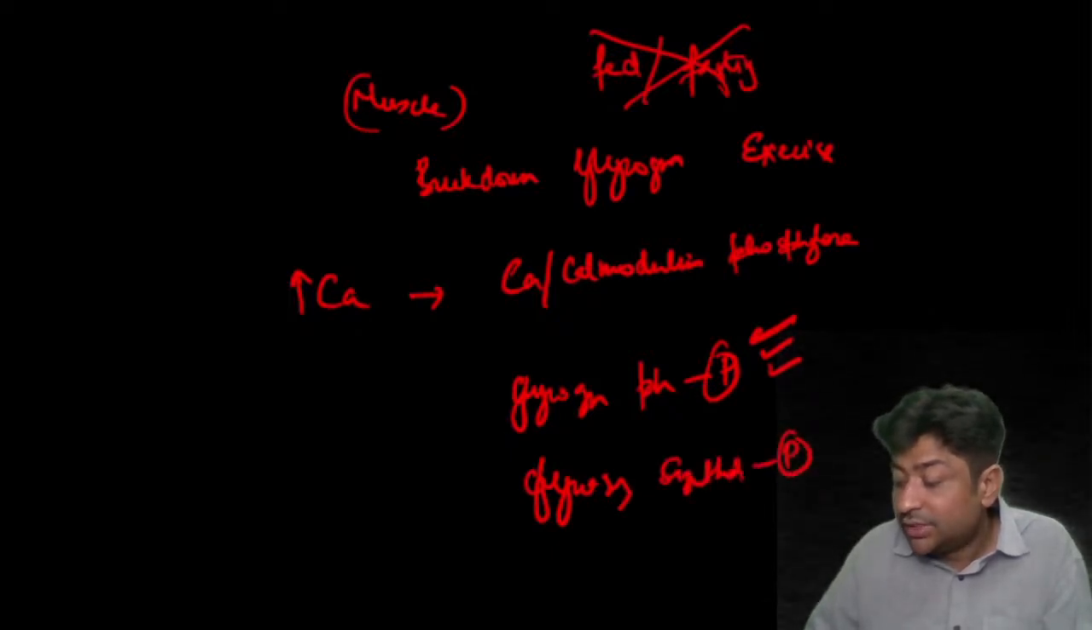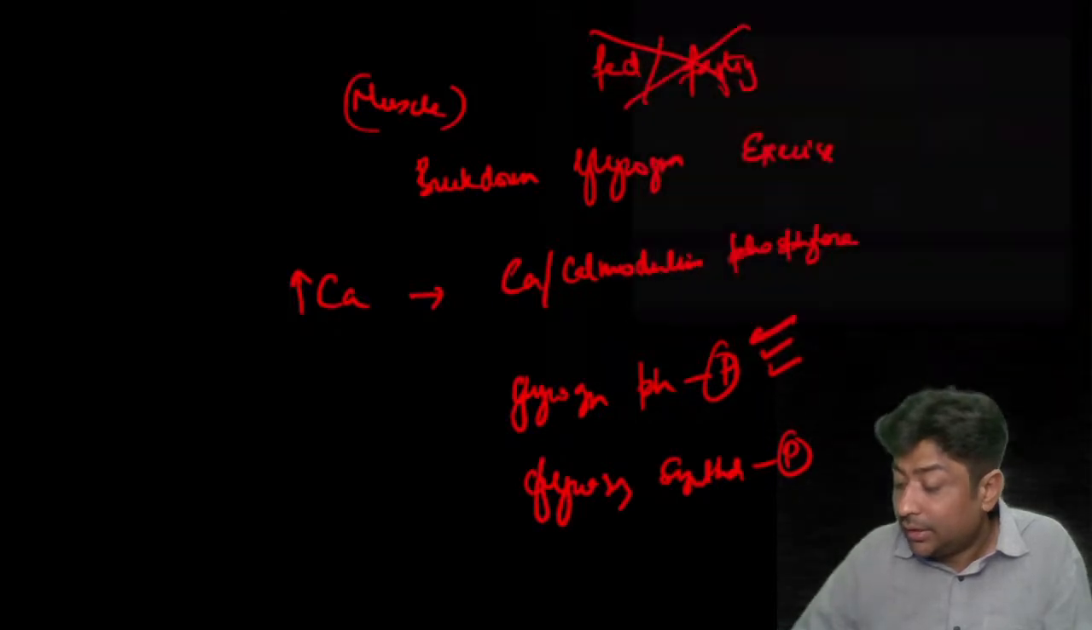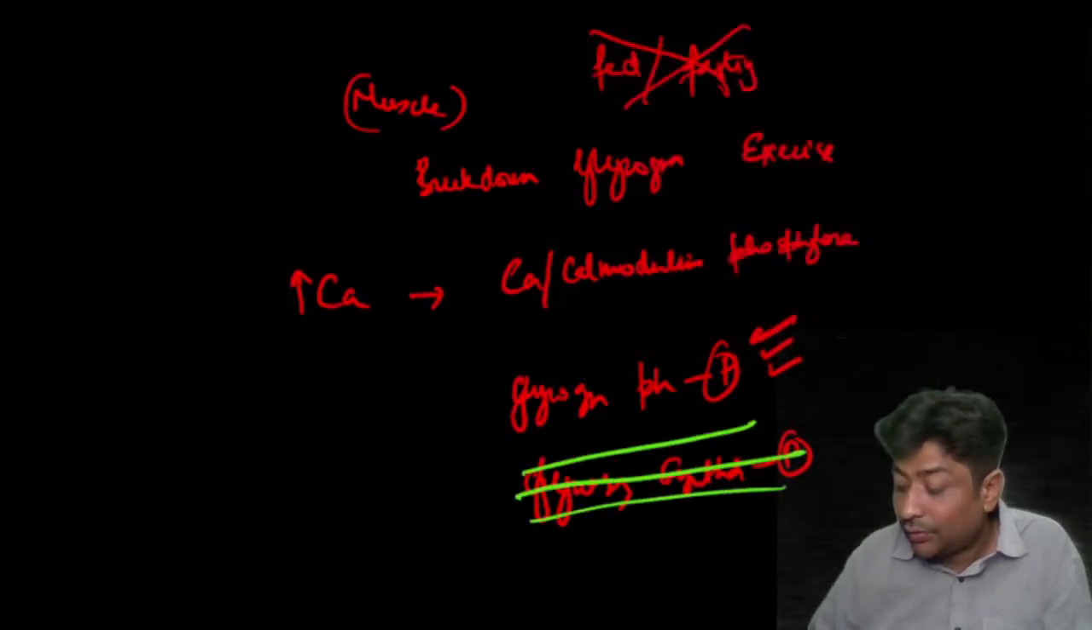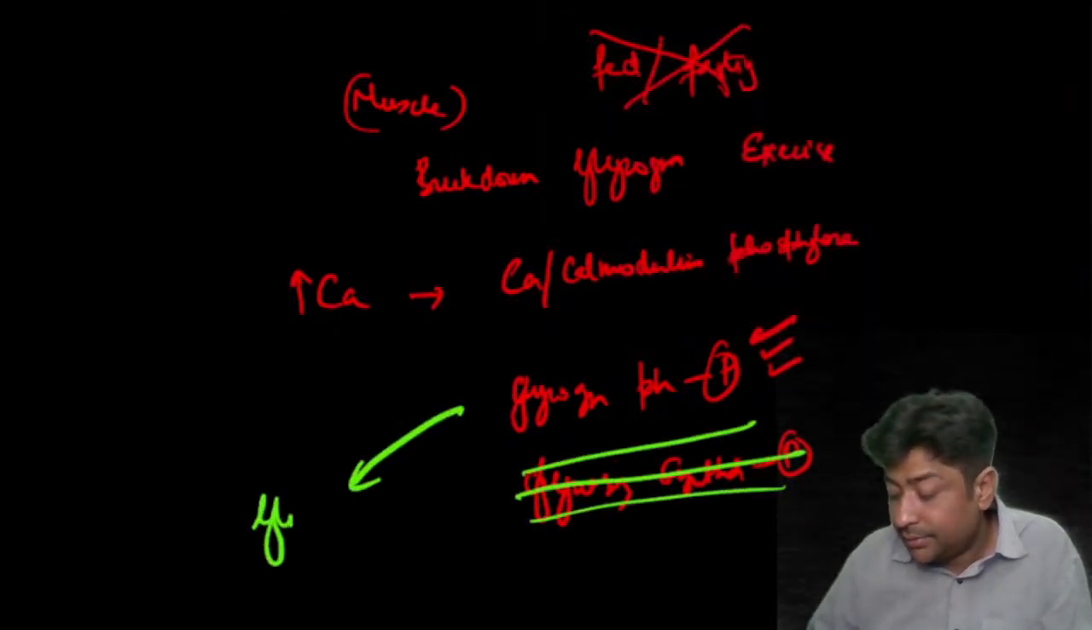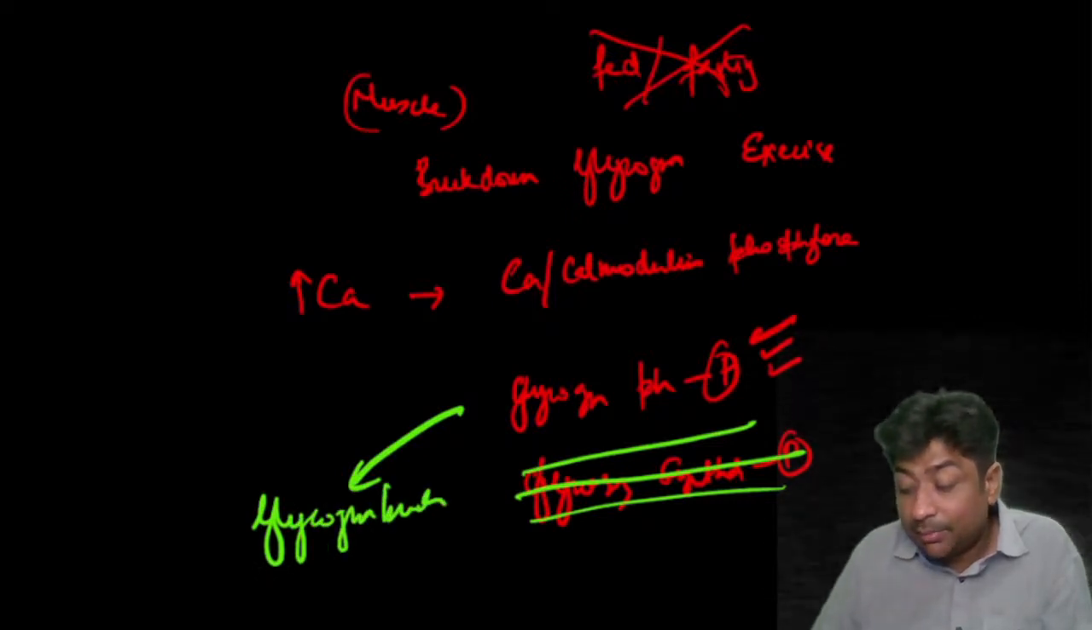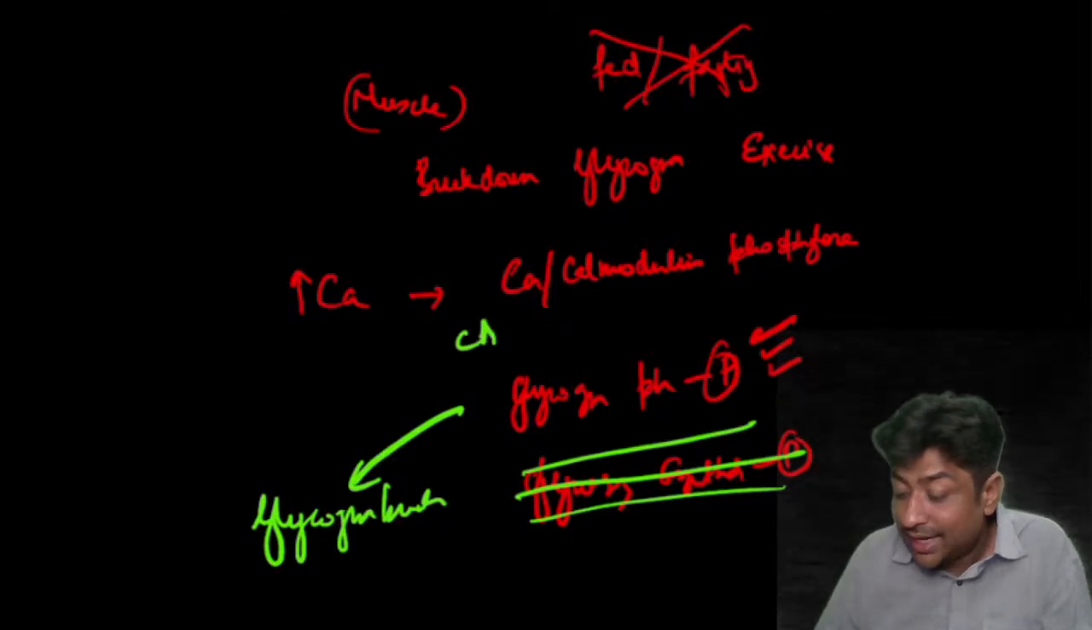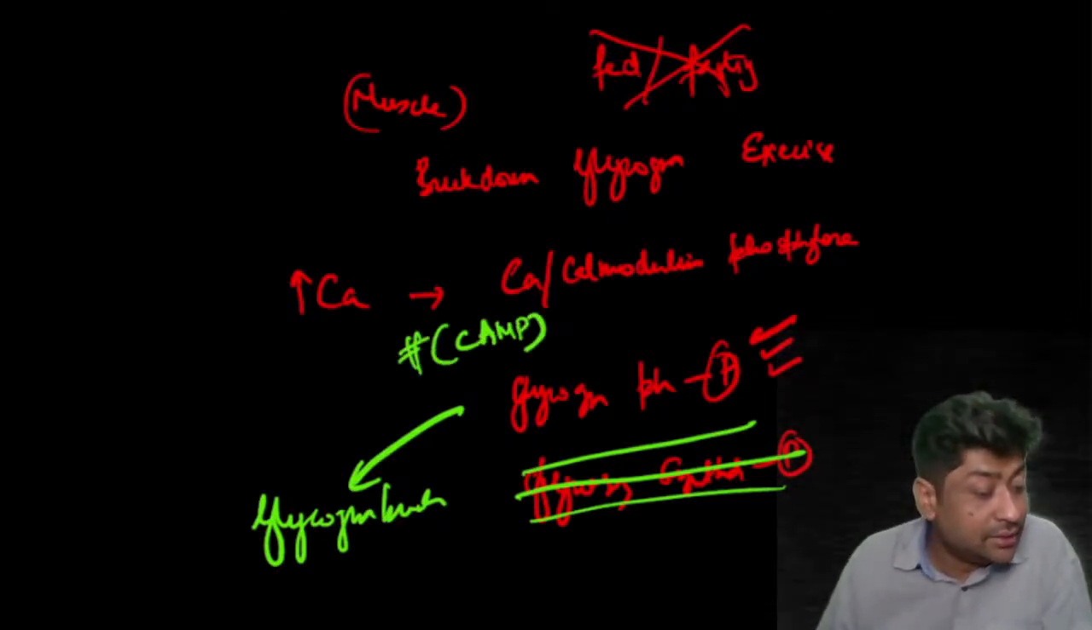Now once glycogen synthase is phosphorylated, it will become inactive. So what will happen? Glycogen breakdown will happen. And remember, this pathway does not require cyclic AMP. So this is a cyclic AMP independent pathway.